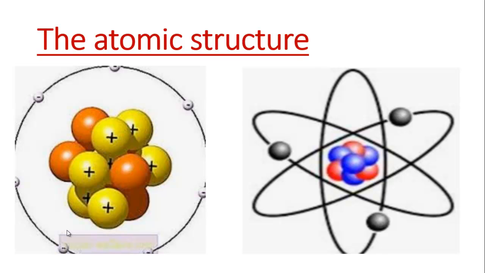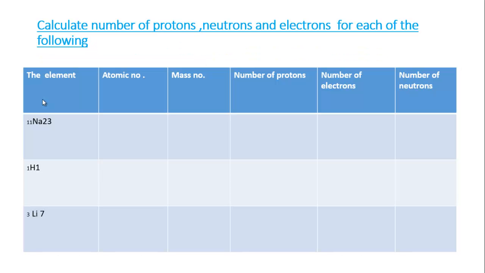So from the previous video, can you tell me what is the charge of the proton? Excellent. Proton has a positive charge. What about neutron? Neutron is neutral. What about electron? Electron has a negative charge. Excellent. Now, we are going to calculate the number of protons, neutrons, and electrons for each of the following.